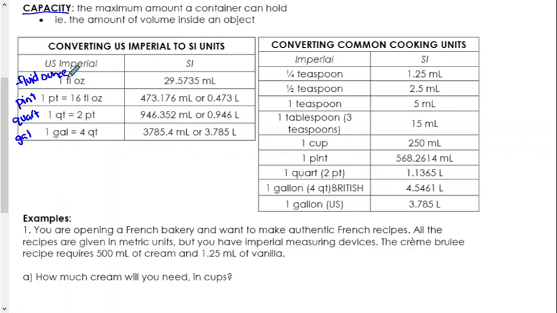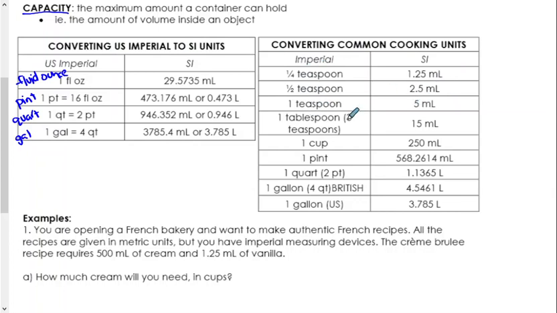Now, 1 fluid ounce in SI units is going to be 29.5735 milliliters. So this is just like when you're converting imperial to SI lengths, where you're not going to get a very nice number here. It's always going to be that decimal number when we're going from imperial to SI. So we go over here. So here we have teaspoons, and 1/4 teaspoon is 1.25 milliliters. That's not that bad. So 1 teaspoon is 5 milliliters.